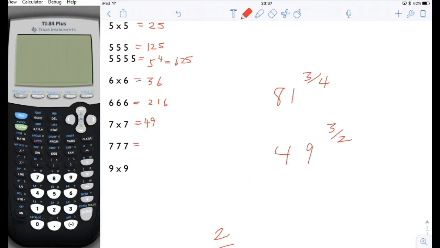7 times 7 times 7, that would be 49 times 7, which is equal to 343. And finally, 9 times 9 is 81. Okay, so if you know all these, you're doing great. If you know some of these, that's okay.